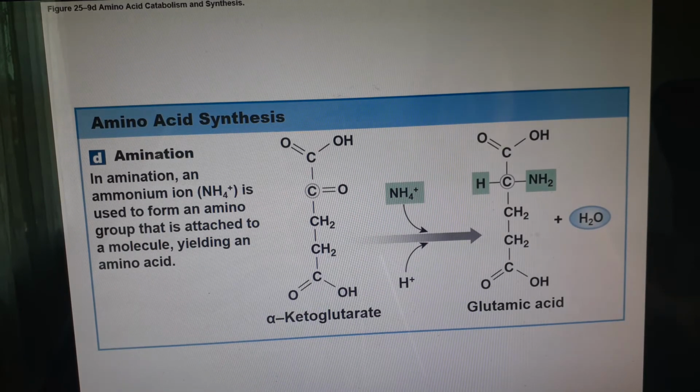So here is an amination. We have an alpha ketoglutarate. We're going to take an ammonium ion and we're going to now turn it into glutamic acid.